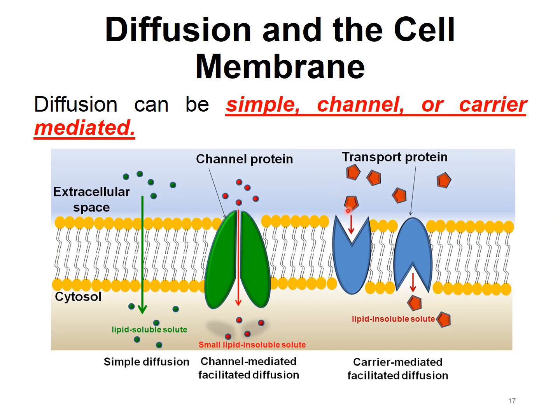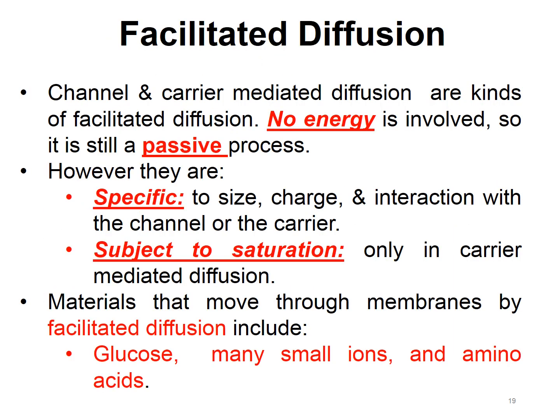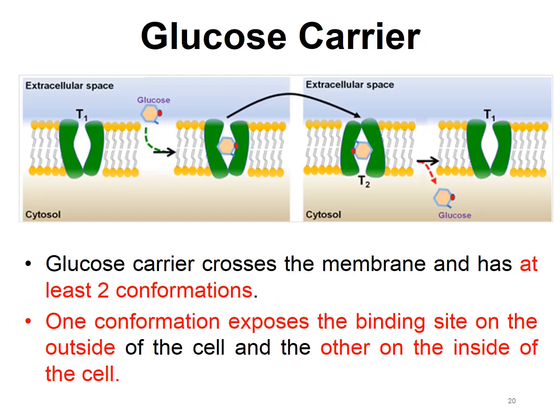الحاجة غير لما يفضي الناحية التانية، لكن هنا مفيش subject لسATURATION. احنا ممكن نعدي طول ما القناة مفتوحة. هنلاقي إن we have many materials which are transported across the cell membrane بالـ facilitated diffusion، زي الجلوكوز، الـ small ions، وبعض الأمينو. طيب تعالوا نشوف واحد من الكاريرز دول، اللي هو الجلوكوز كارير.